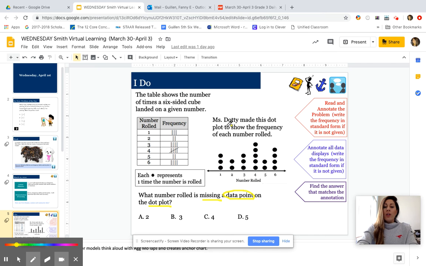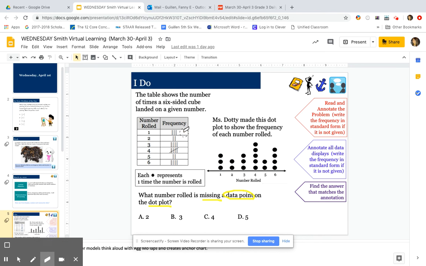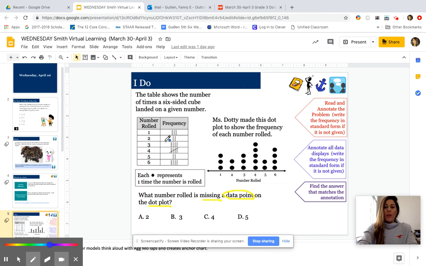Let me get started with the number 1 was rolled 3 times. Let's choose another crayon. The number 1 was rolled 1, 2, 3 times. So whenever they rolled that dice, the number 1 appeared 3 times. The number 2 appeared 2 times. The number 3 appeared 4 times. The number 4 appeared 5 times. The number 5 appeared 2 times. And the number 6 appeared 4 times.